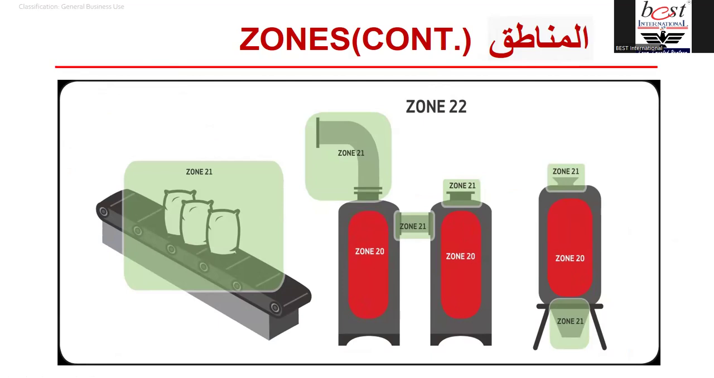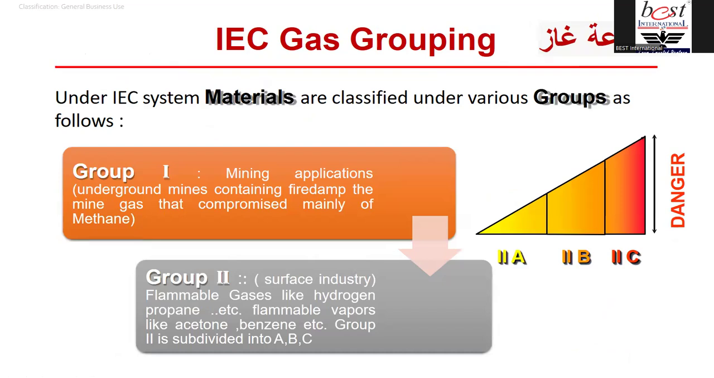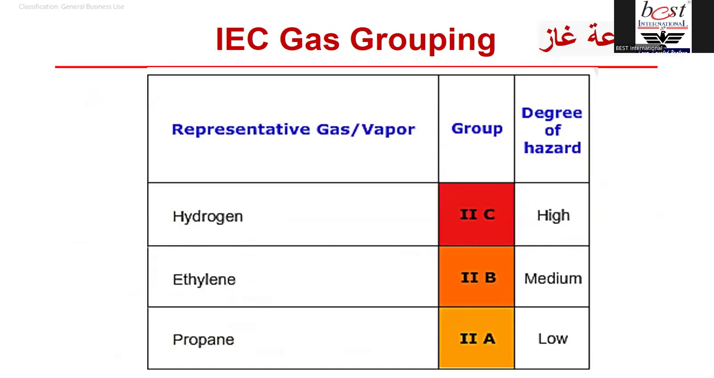This is another example of combustible dust or fibers. So IEC has defined two gas groups, group 1 and group 2, and IIA, IIB, IIC. IIC is more dangerous, by the way, and IIB is less dangerous. IIA is a bit less. So systematically, they have mentioned the materials classification under the IEC system.